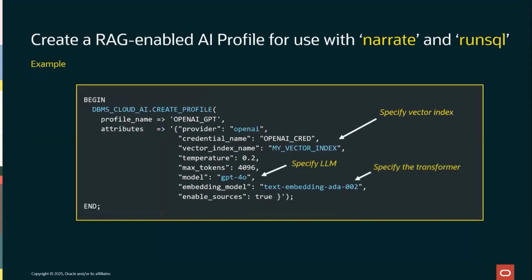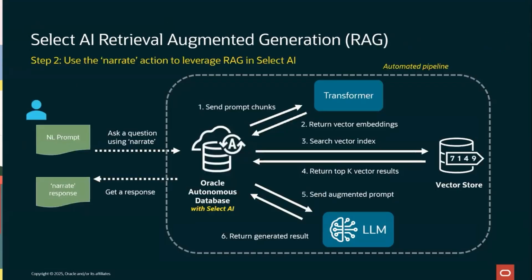Now, to enable invoking RAG, we create an AI profile that specifies the vector index we just created, the LLM that we want to use, and the transformer. And if we'd like to see which source documents were used as part of the RAG process, we can enable sources as well. Now, for the second step, here's the process flow.